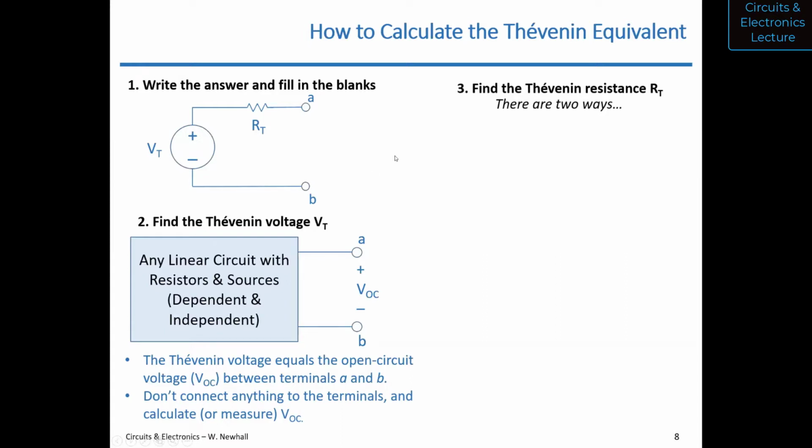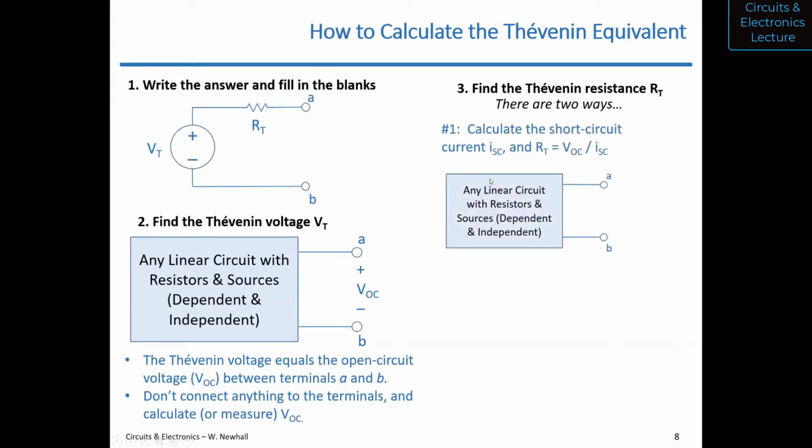So the Thévenin resistance can be found in one of two ways. The way that always works, but sometimes it's a little harder, is to calculate the short circuit current. And then RT is equal to VOC over ISC. Remember back to that equation that I showed, for a line that goes from VOC to ISC on that plot. RT is what we defined as negative the slope of that line. We have VOC from the prior step, step 2, and now you need to calculate or measure ISC.